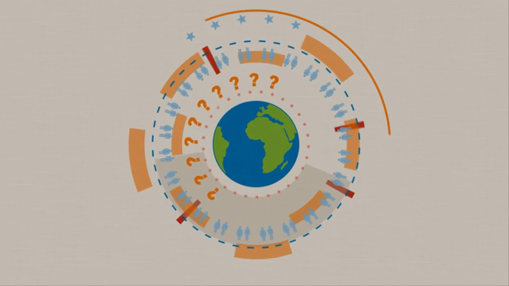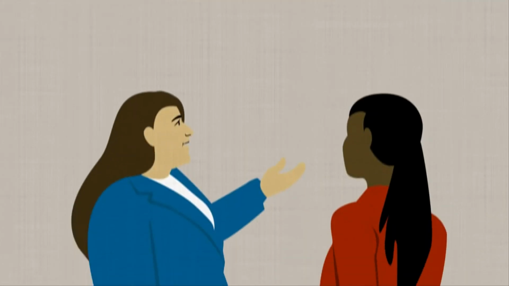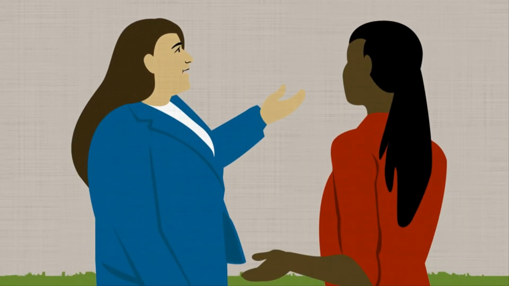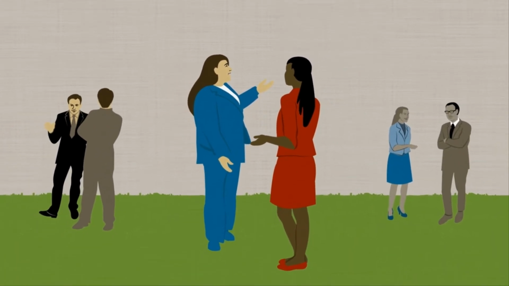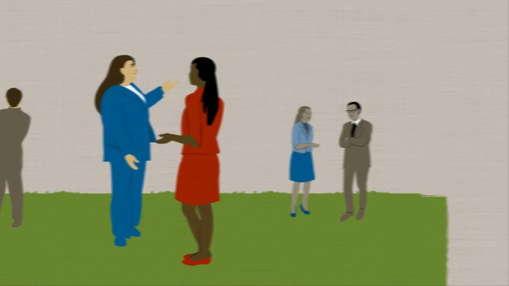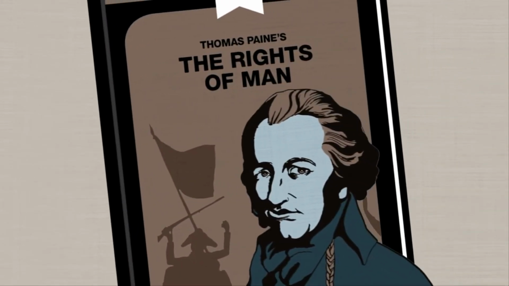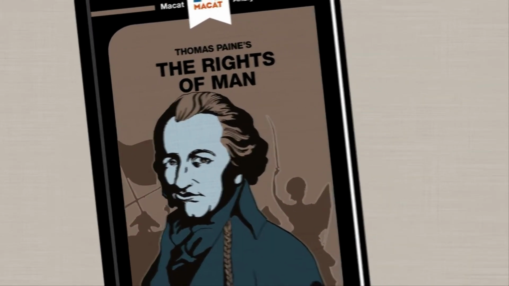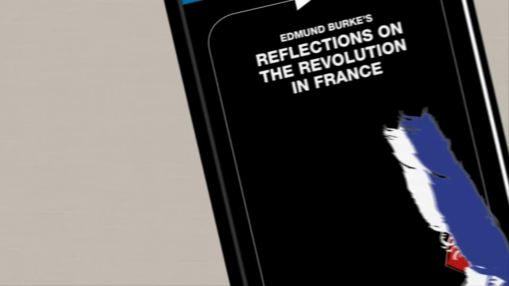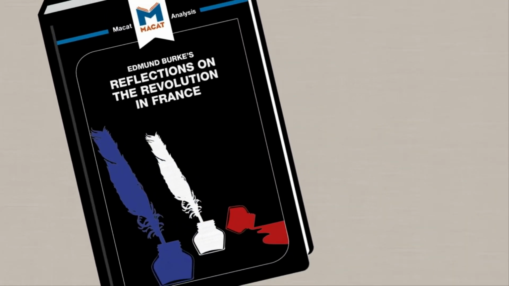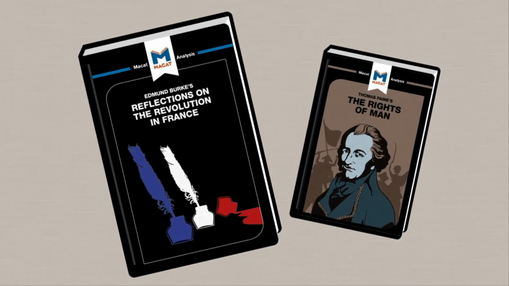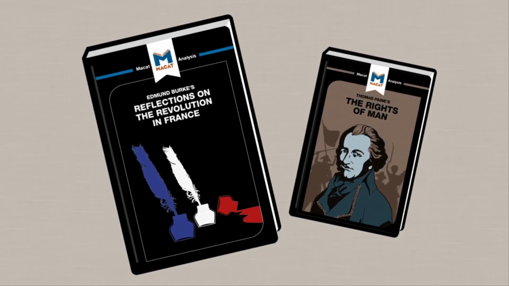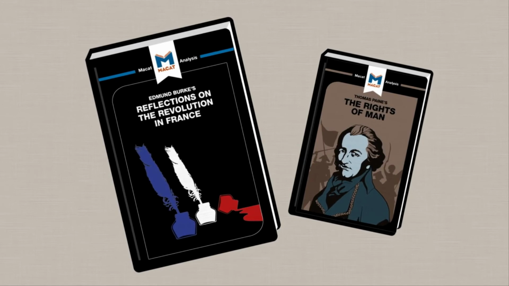Or does it? Politics is at its most interesting when it is in debate, and the McCat Library contains dozens of examples of authors who went head-to-head with one another. Thomas Paine's The Rights of Man and Edmund Burke's Reflections on the Revolution in France reflect two different perspectives on the core ideas of liberal thought and ask, are the people really the ultimate sovereign force in the land?